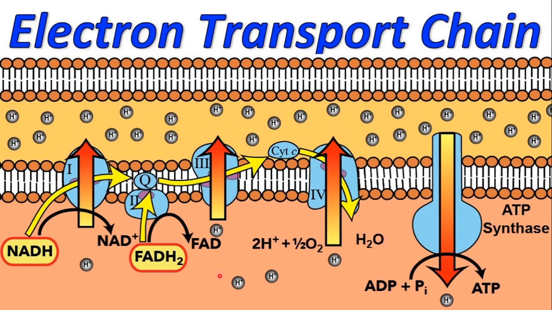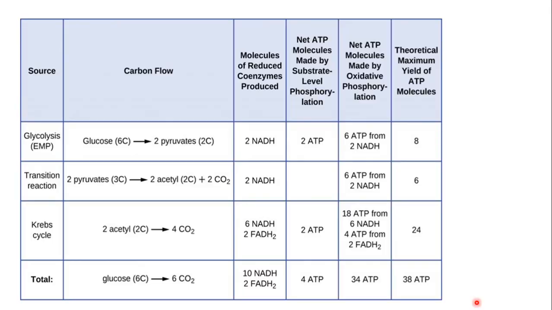So furthermore, the citric acid cycle is taking place. It will release NADH. So this becomes a continuous process with the release of ATP. This is the electron transport chain. Now let us see the total yield of energy.